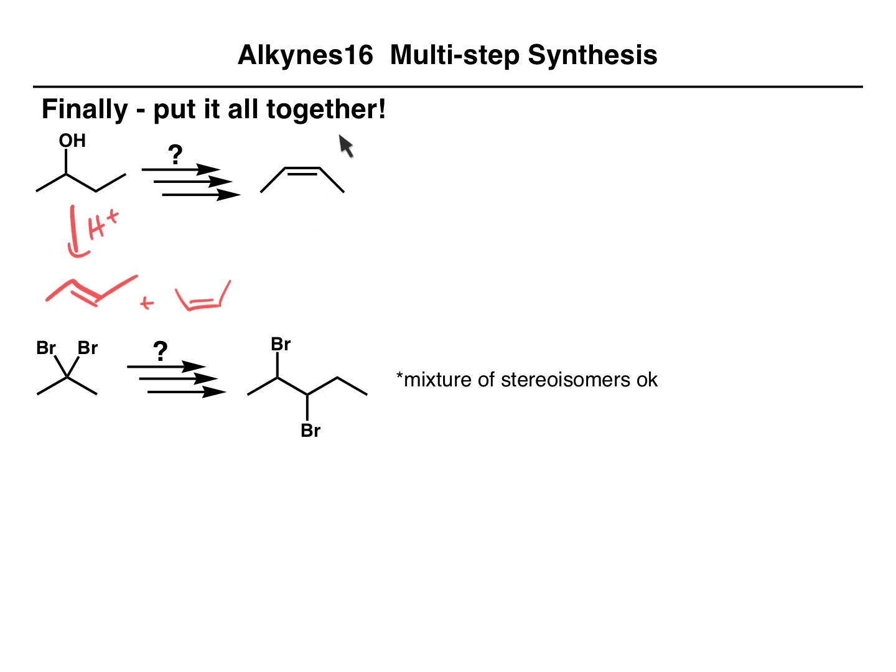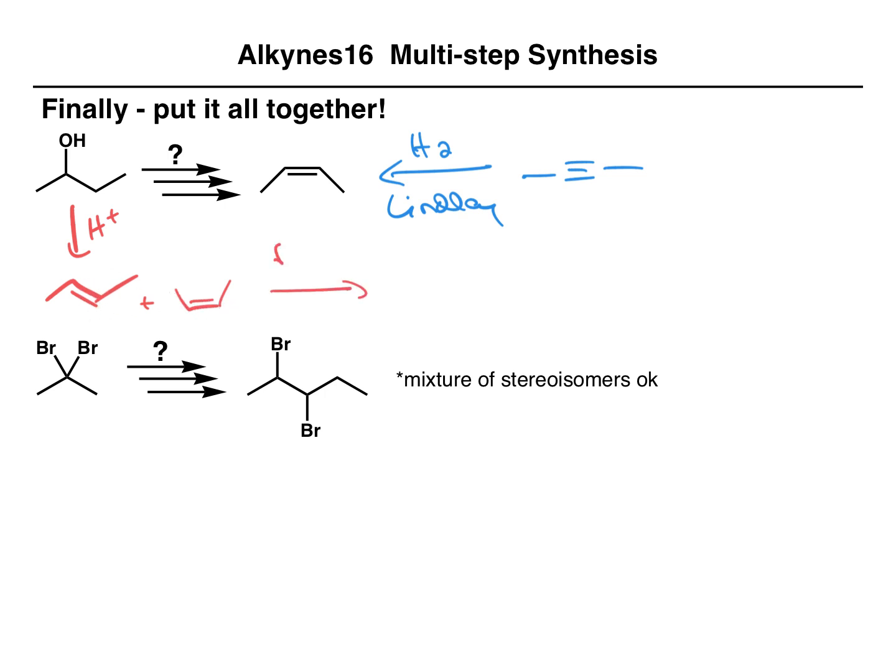If we want to make a cis alkene, the only way that we know how to do this is to have an alkyne and carry out a reduction using Lindlar's catalyst. So we need to figure out, how do we make an alkyne? We can still convert the alcohol to an alkene. We'll have a mixture of mostly trans, but also some cis.